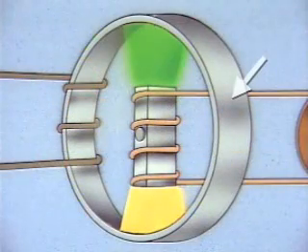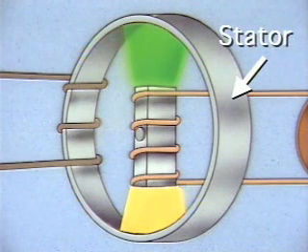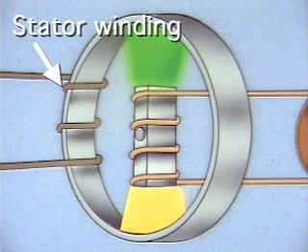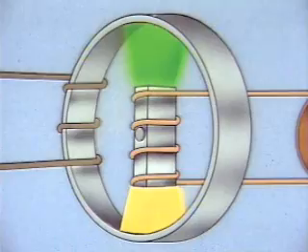The component of the generator that doesn't rotate can be referred to as the stator. The conductor that is wound around it can be called the stator winding. The ends of the conductor are connected to the power system.